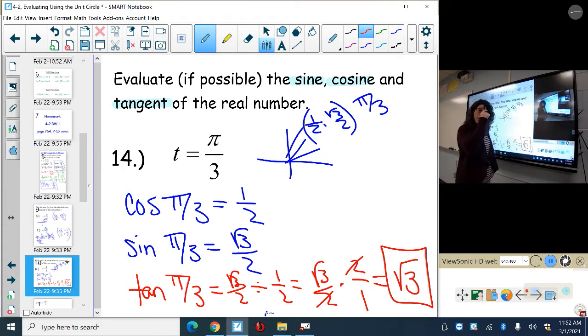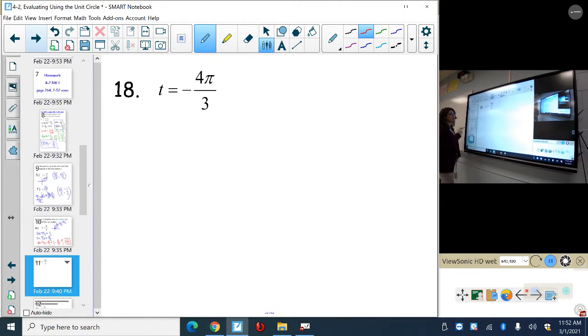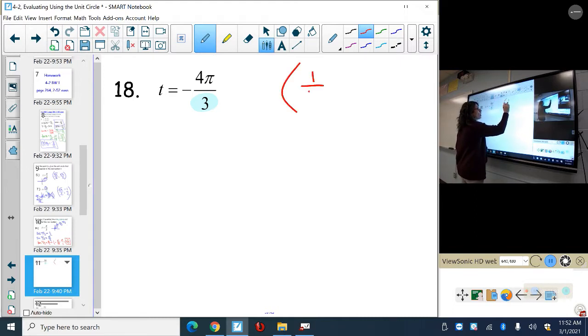Remembering you are doing this off of your brain from the unit circle. Okay? Number 18, negative 4 pi over 3. Well, here's what my brain should know. It's a denominator of 3. Denominator of 3 means it corresponds to this ordered pair of 1/2, square root of 3 over 2.